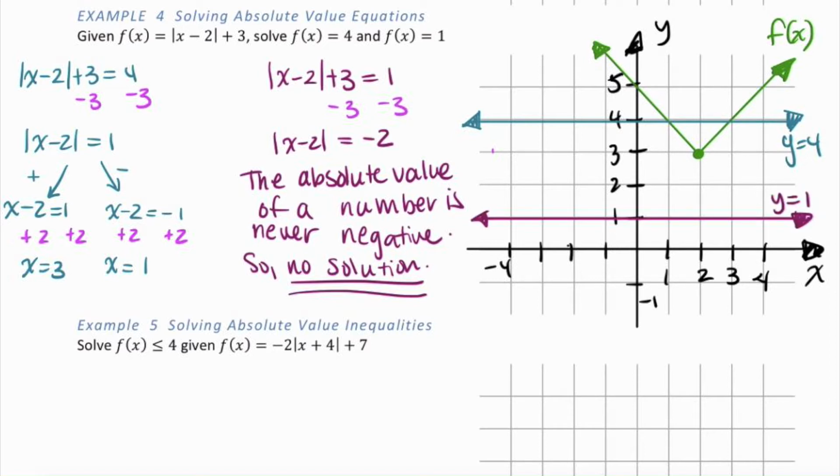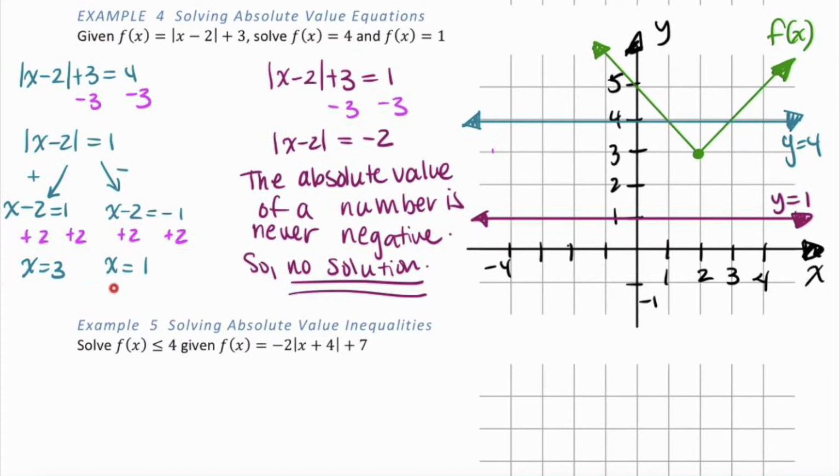Let's see what we notice. Let's start by looking at the case where we found no solution when we set our original equation equal to 1. Here's the line y equals 1, and here's our function. Does this function ever cross this line? It is really clear visually that these two will never meet. This is why this has no solutions.